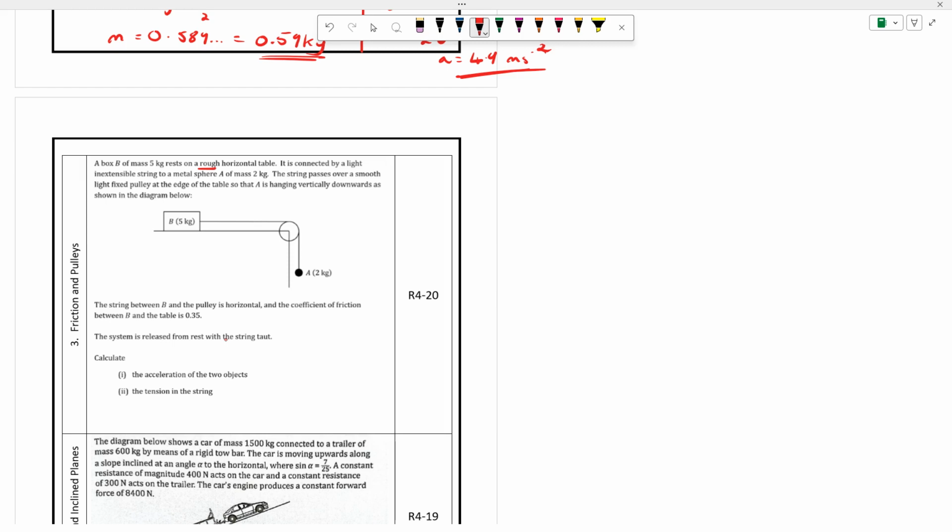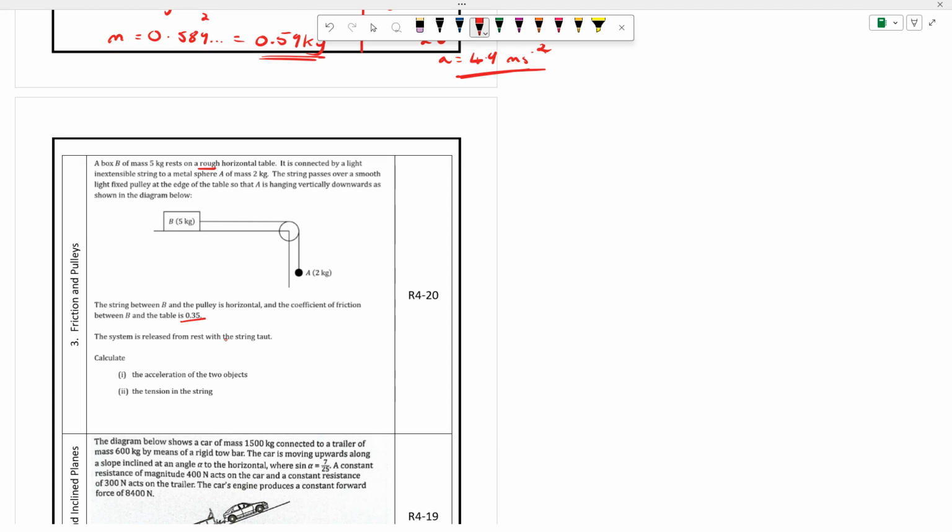The string passes over a smooth, fixed pulley at the edge of the table, and A hangs vertically downwards as shown in the diagram. The string between B and the pulley is horizontal, and the coefficient of friction between B and the table is 0.35. The system is released from rest with the string taut. So if I let this go, I want to know what the acceleration is and the tension.